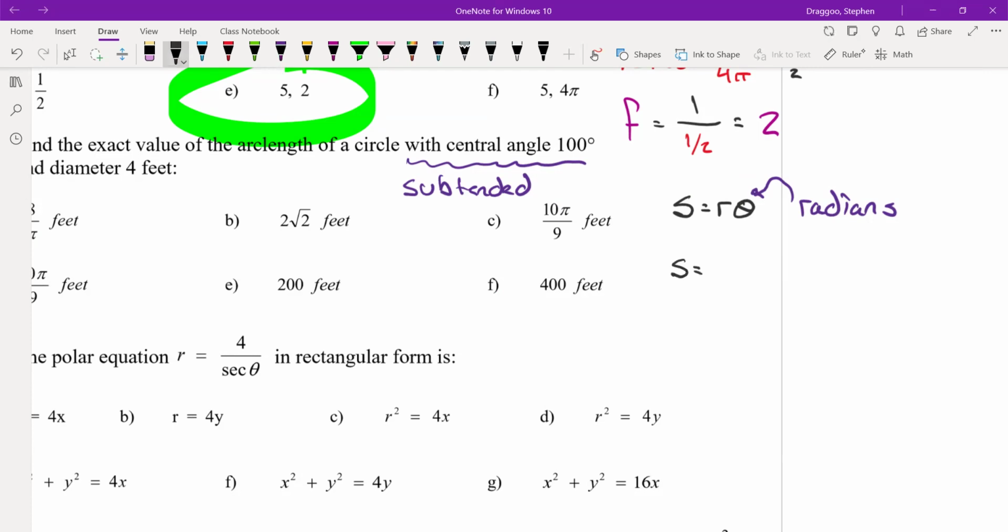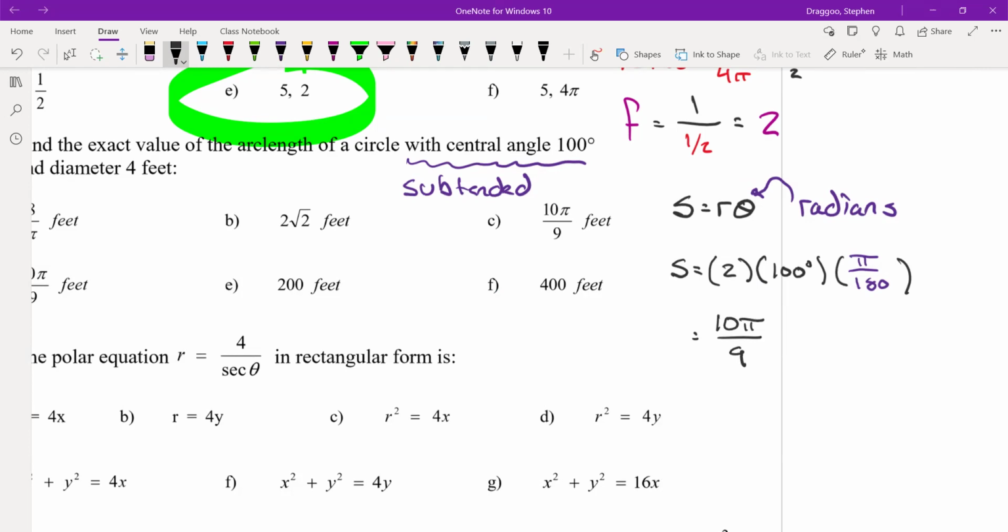So to get that actual arc length, I want the radius, which is half the diameter. That's 2 times 100 degrees, which was my angle, times pi over 180. Hopefully we haven't forgotten that conversion factor, but just 1/2 circle divided by another 1/2 circle gets us to pi over 180. And if we simplify all of that, 2 times 100 times pi divided by 180, I got 10 pi over 9.